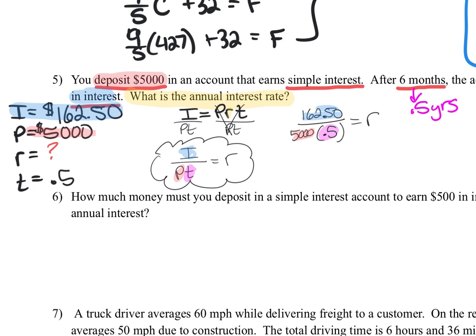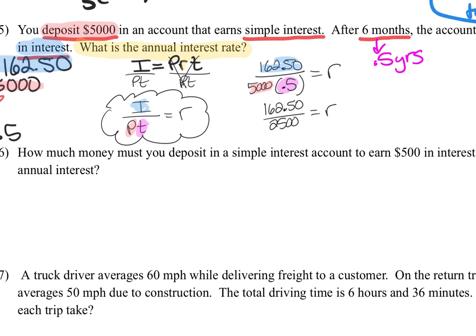Okay? So make sure, are we going to divide first or multiply first here? Yeah, we got to multiply the bottom first before we divide that 162.50. Okay? So multiply the bottom. What do you get when you do 5,000 times 0.5? 2,500, 2,500. Good. Now take your 162.50 and divide that by 2,500. All right, so 0.065.